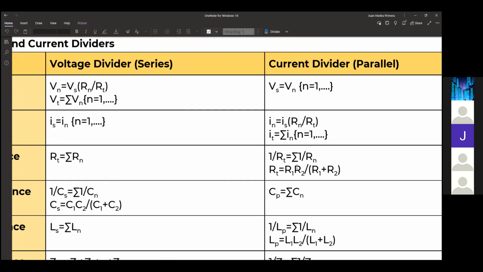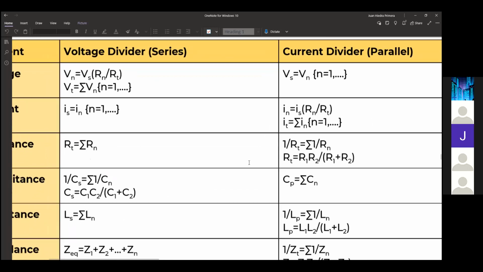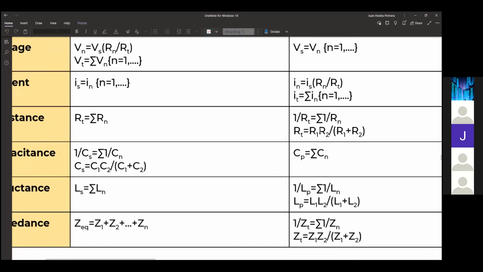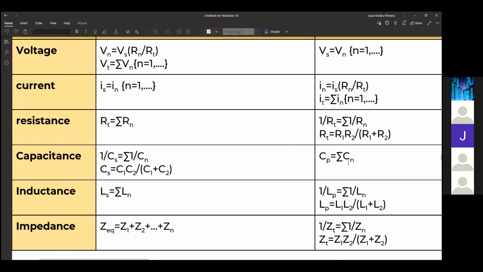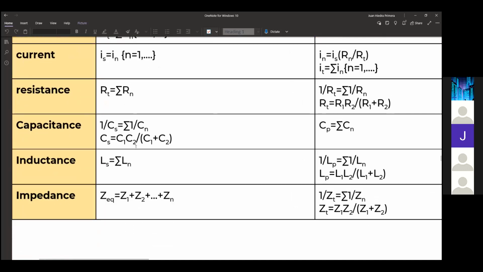So that inverse sum of inverses is your parallel. For capacitors, it's the other way around. The inverse sum of inverses is your series, and the linear sum is your parallel. For inductors, it's the same as for resistors in series and in parallel.